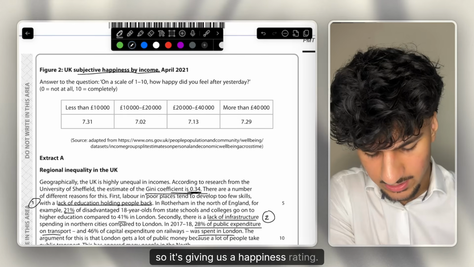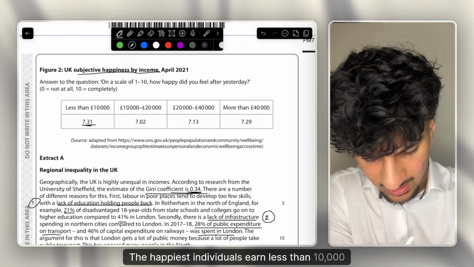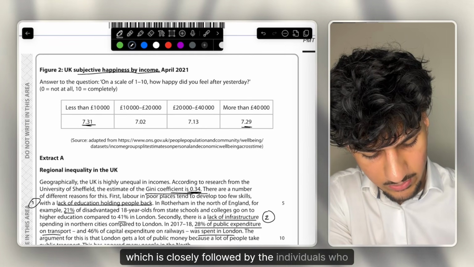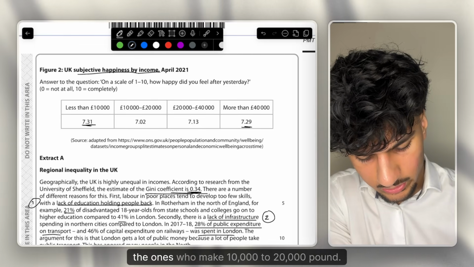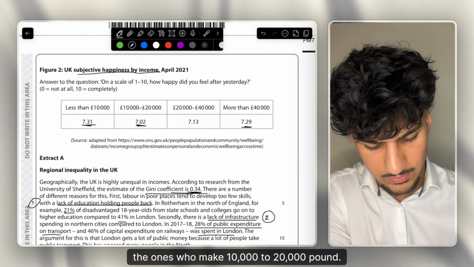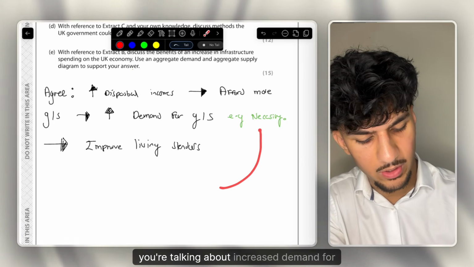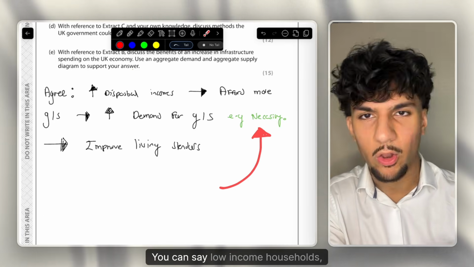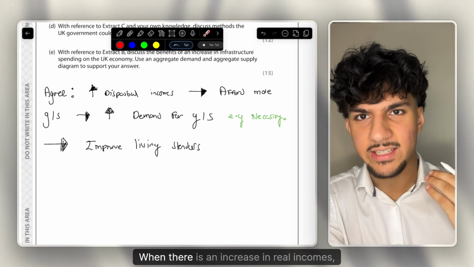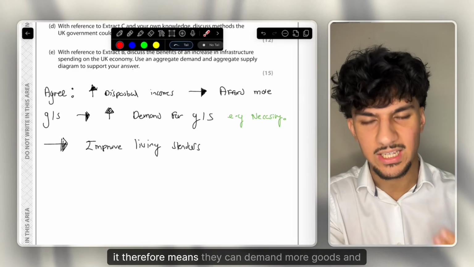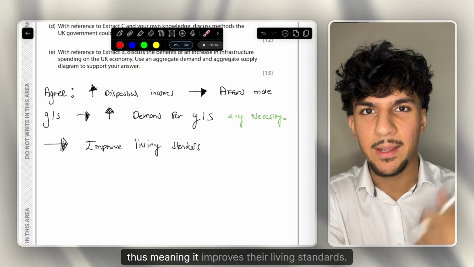Okay, so it's giving us a happiness rating, and what do we see here? The happiest individuals earn less than £10,000, which is closely followed by the individuals who earn more than £40,000, and the least happy individuals are the ones who make £10,000 to £20,000. So that's a perfect bit of application you can include when you're talking about low income households and increased demand for necessities. You can say low income households, e.g. the individuals who earned £10,000 and less, when there is an increase in real incomes, it means they can demand more necessity goods and services, thus improving their living standards.